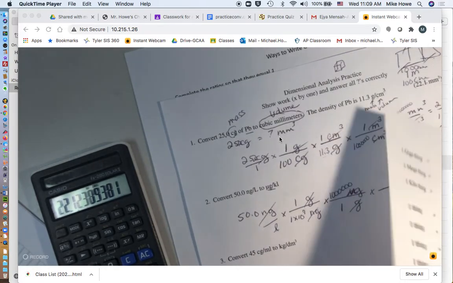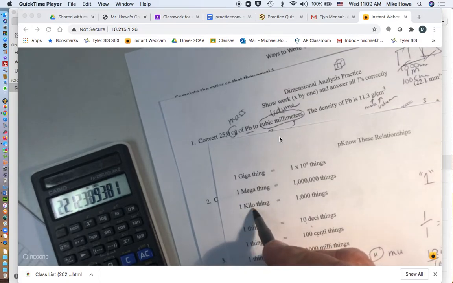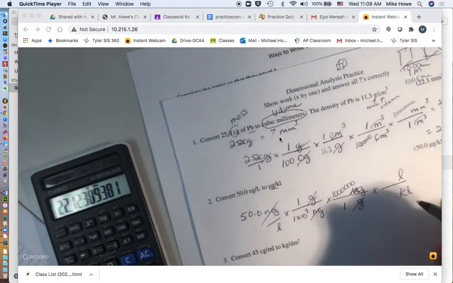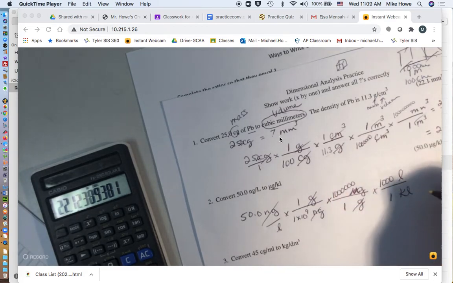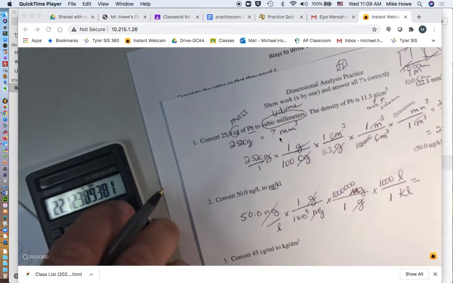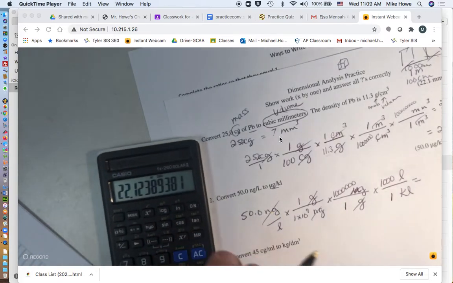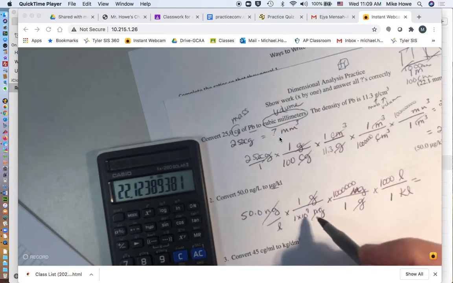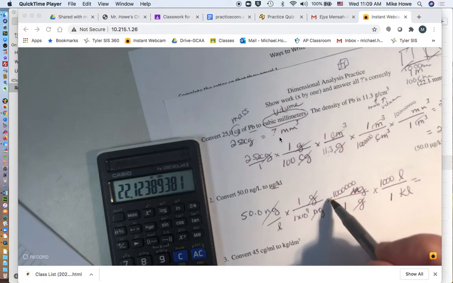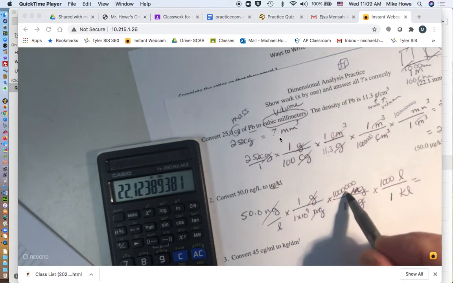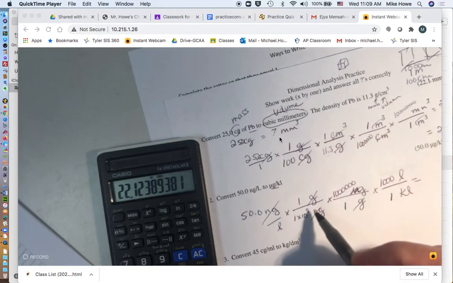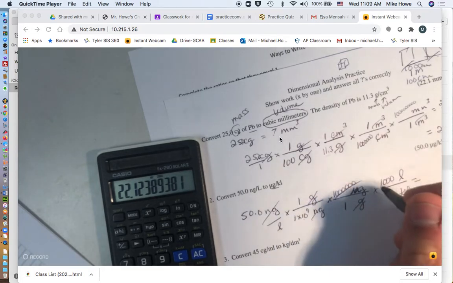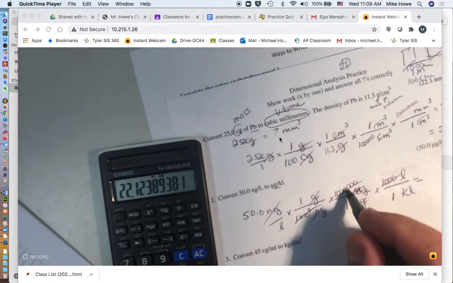Then you'd look at your things list. So a kilothing is 1,000 things. Now when we do the math, we've got 50 times 1 times a billion times a million times 1,000, then divide that all by a billion. 1,000 times a million is a billion.